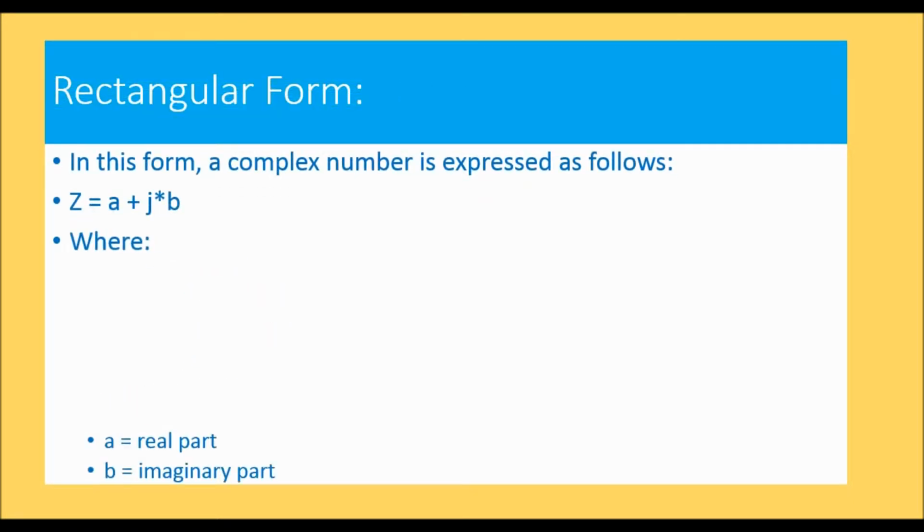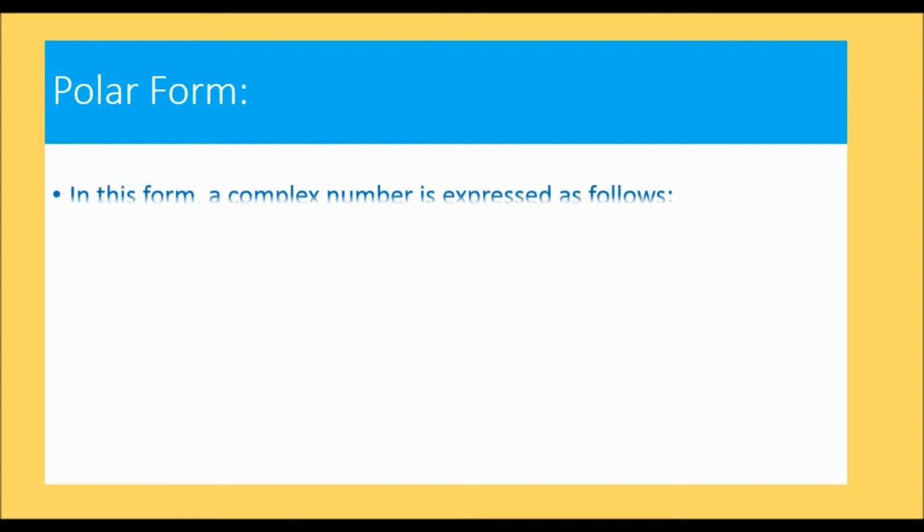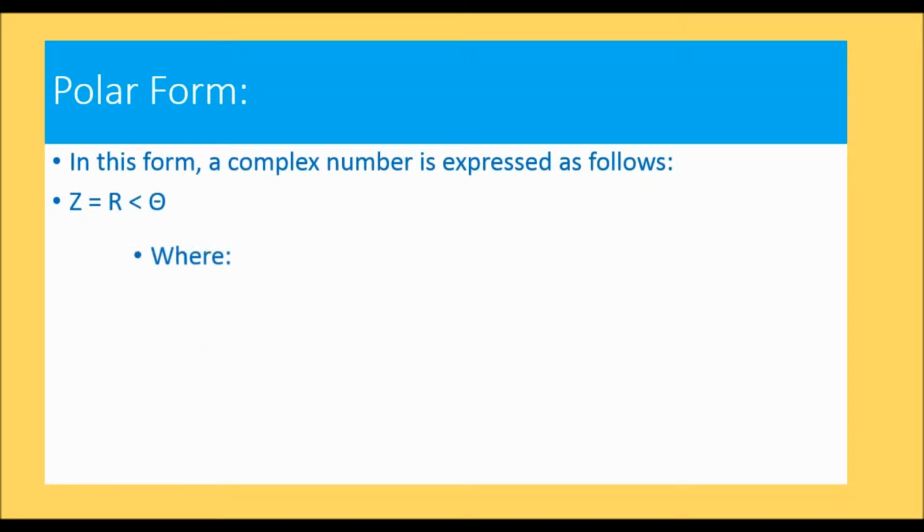In rectangular form, a complex number is expressed as follows: z equals a plus jb, where a is the real part and b is the imaginary part. In polar form, on the other hand, a complex number is expressed as follows: z equals r at an angle zeta, where r is the magnitude and zeta is the phase.